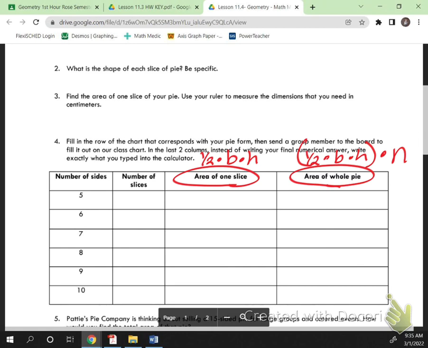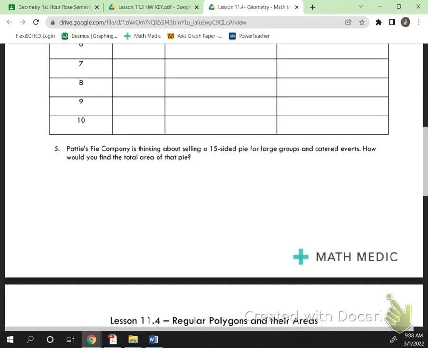If you and your partner are done, I want you to start thinking about number 5. Number 5, what about a 15-sided pie? I don't actually want you to calculate it, but what would you do to find the area of that polygon? Just in general, I'm not actually asking you to calculate it. What would you do? Any ideas?